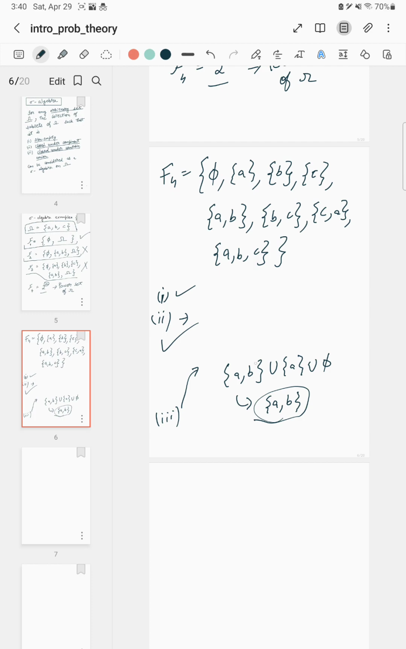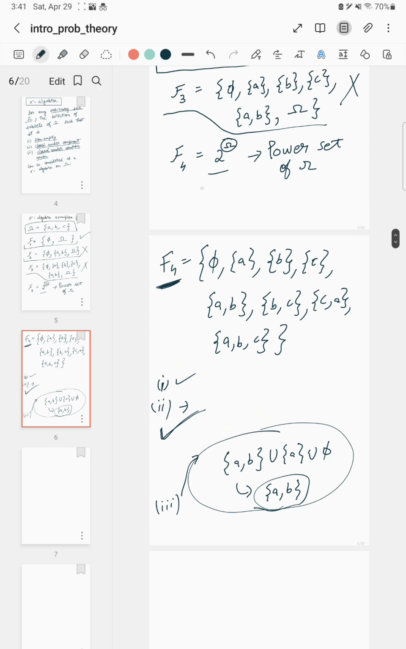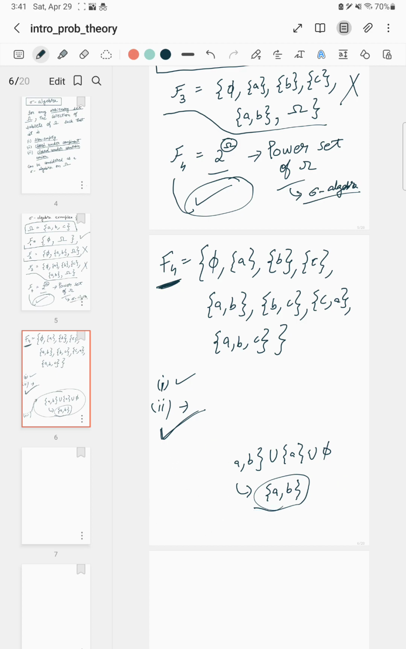And obviously by intuition you could say that since F4 is the power set, which is the set of all the possible subsets, it should be closed under complement, and it should also be closed under countable union. Hence F4 is a sigma algebra on omega, and as a general rule of thumb, the power set of omega is always a sigma algebra, as it contains all the possible subsets of omega. Okay, so this is pretty straightforward.